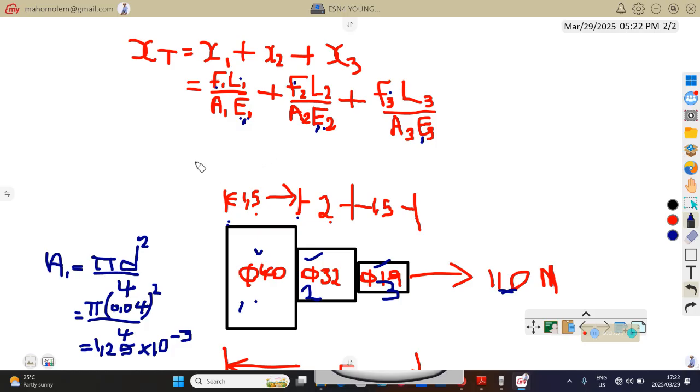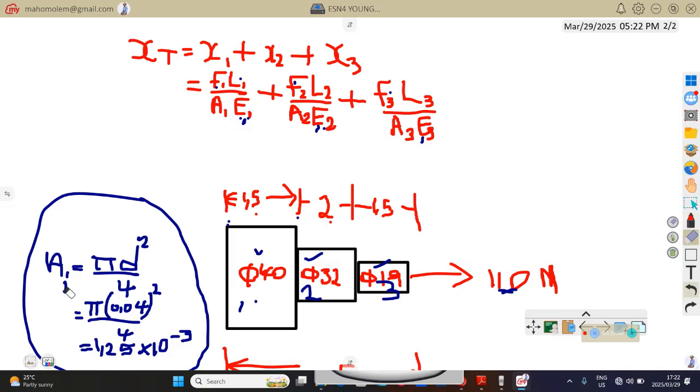E2, I'm not going to do it, but for E2 you will follow the same thing. You'll just replace this subscript by 2. Then you will come back here and replace this diameter by 32. Remember, the diameter for 2 is 32. Then you replace this by 0.032. Then you calculate the area. That will give you area 2. Then you are going to use that area here.